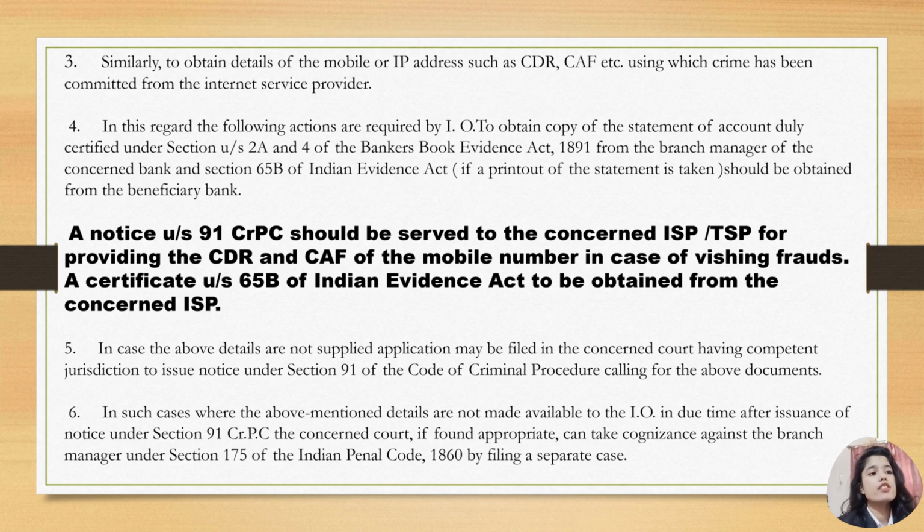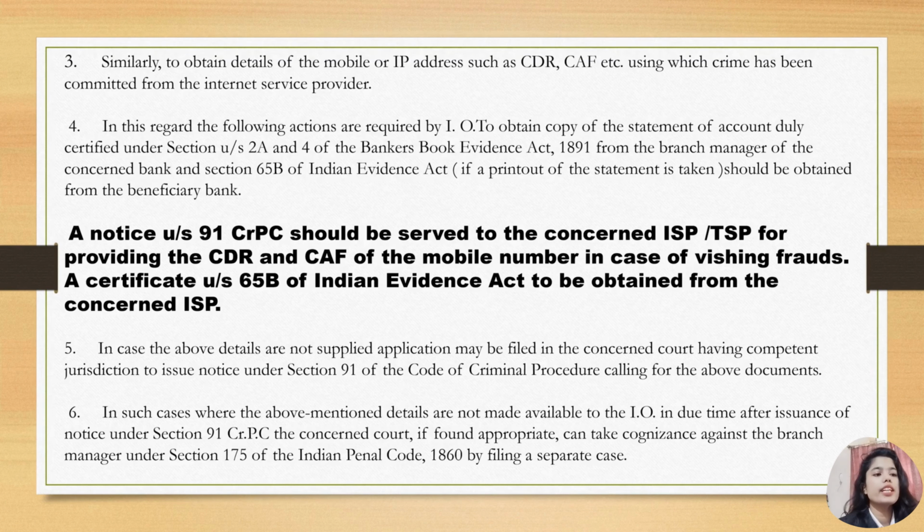Similarly, to obtain details of the mobile or IP address such as CDR, CAF, etc., using which crime has been committed from the internet service provider. In this regard, the following actions are required by the IO: to obtain a copy of the statement of account duly certified under section 2A and 4 of the Bankers' Books Evidence Act 1891 from the branch manager of the concerned bank, and a certificate under section 65B of the Indian Evidence Act should be obtained from the beneficiary bank.